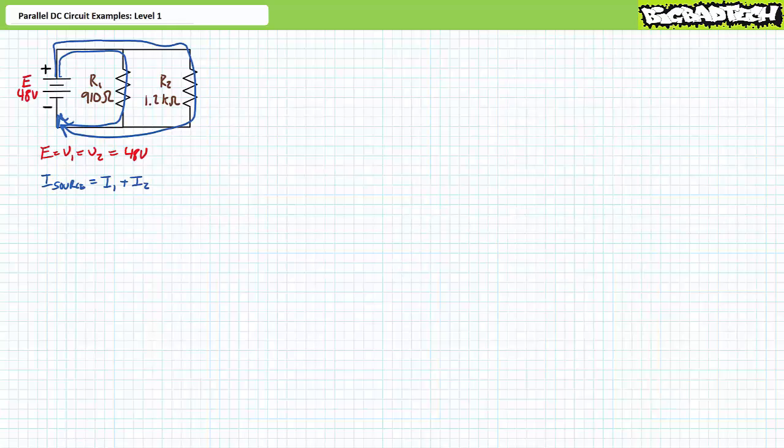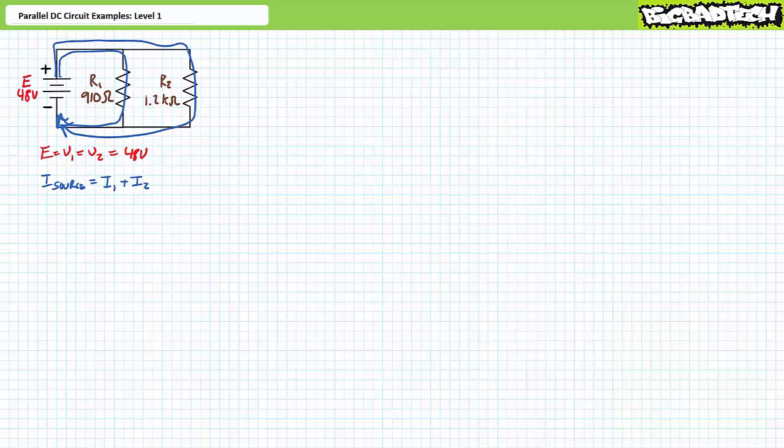Additionally, we should expect the smallest resistor in this parallel circuit to draw the largest amount of current and dissipate the largest amount of power. In this case, that'd be R1. Conversely, we should expect the largest resistor in this parallel circuit to draw the smallest amount of current and dissipate the least amount of power. In this case, R2. Finally, power in always equals power out. For this circuit, power total equals P1 plus P2.